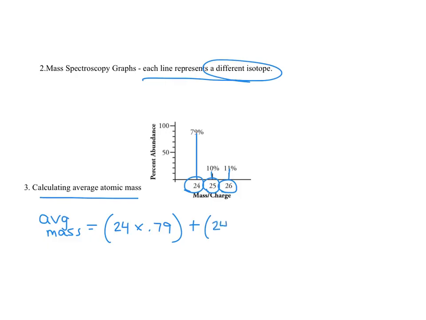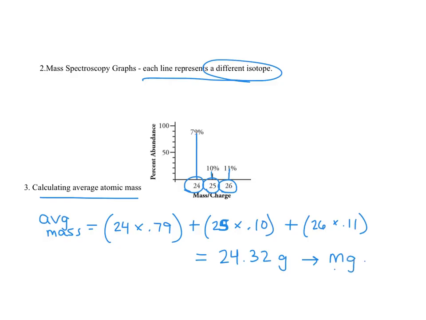My other isotope has a mass of 25, and I'm going to multiply that by the percent turned into a decimal, so that's 0.10. I'm going to multiply that together, do this for all the isotopes and then add them together. My next isotope has a mass of 26, and that percentage is 11, turned into a decimal. We do this calculation, and you get 24.32. And this is the average atomic mass of magnesium.